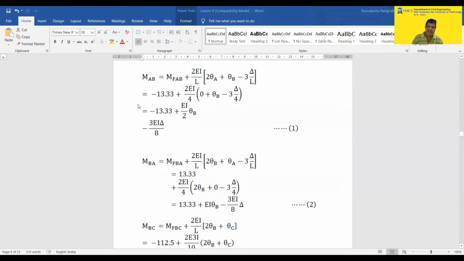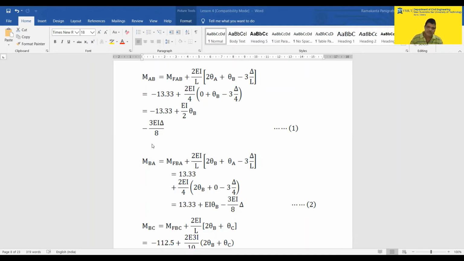Now for AB, what happens in the AB? Only theta is 0, and delta exists there because this is the vertical member. In the horizontal member, there will be no delta value. Delta will be sway. There is no relative displacement between B and C, so there is no yielding of the supports. They remain at the horizontal level.